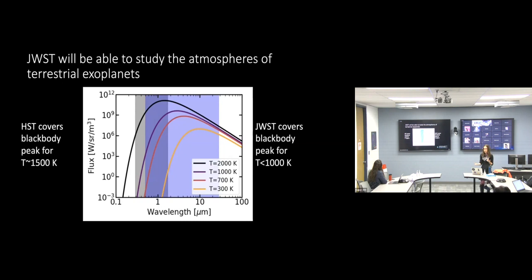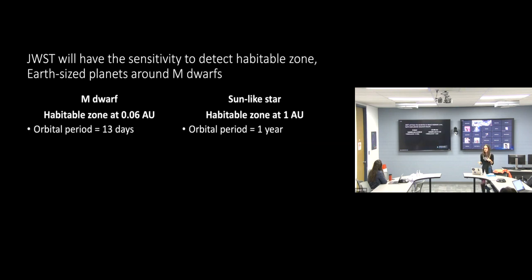So JWST is really going to be the first time we have a good ability to study these habitable temperature planets. And in particular, JWST is going to be looking at habitable planets around M-dwarfs. For several reasons, it's going to be better at looking at M-dwarf planets than planets around sun-like stars. The first is just the distance of the habitable zone from the star.